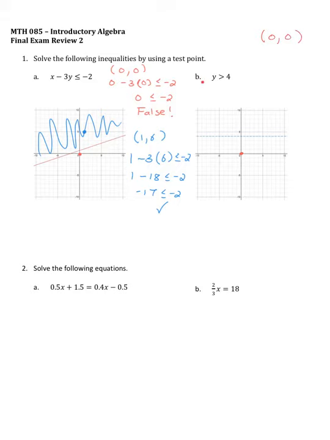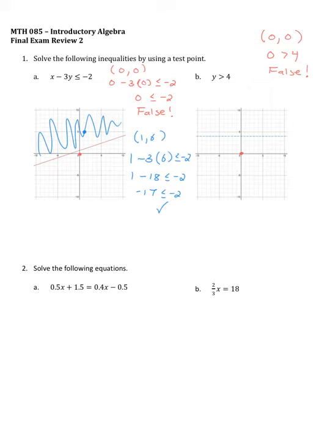I'm going to put (0, 0) into the inequality y is greater than 4. Now, there's no x, so that value just doesn't go anywhere. This one does, though. I'm going to put 0 in place of y, and we're going to see if this is a true statement. Is 0 greater than 4? And the answer is no, that's false. Said another way, that means I'm not going to use this point. I'm not going to use any of these points.